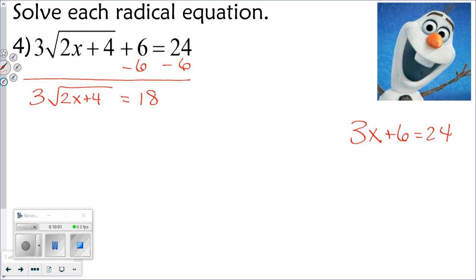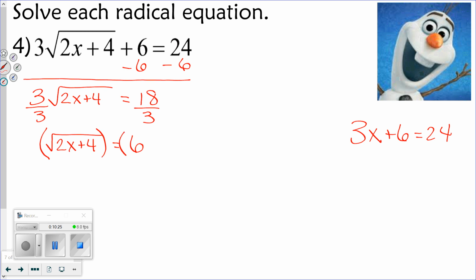Right, how do I get rid of that 3? You would divide. Yep, that's being multiplied by that radical. All right, so we get all the way down to the square root of 2x plus 4 equals 6. Get rid of anything added and subtracted, not under my radical, first. Then go ahead and divide that 3 out of there.